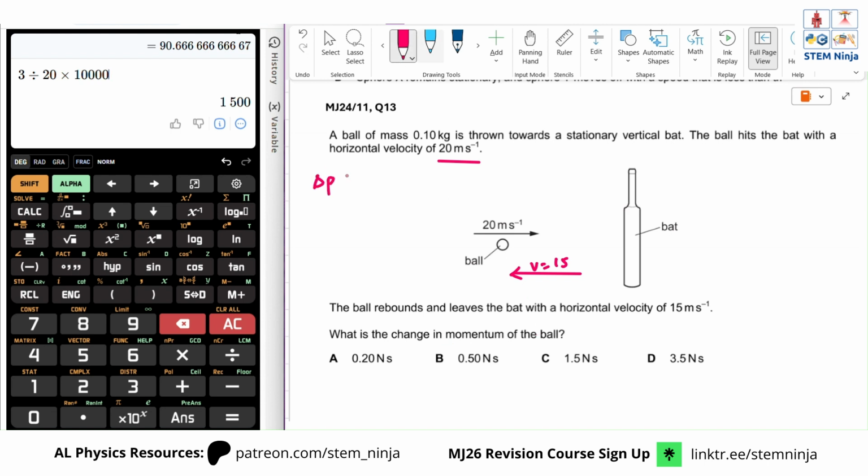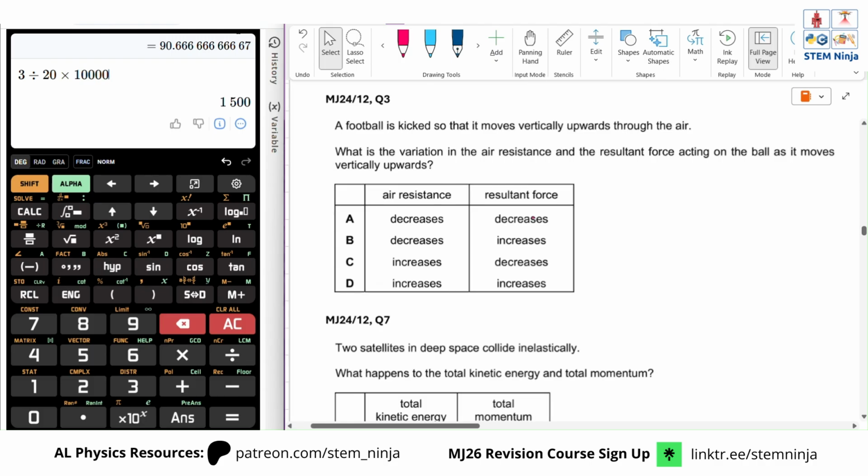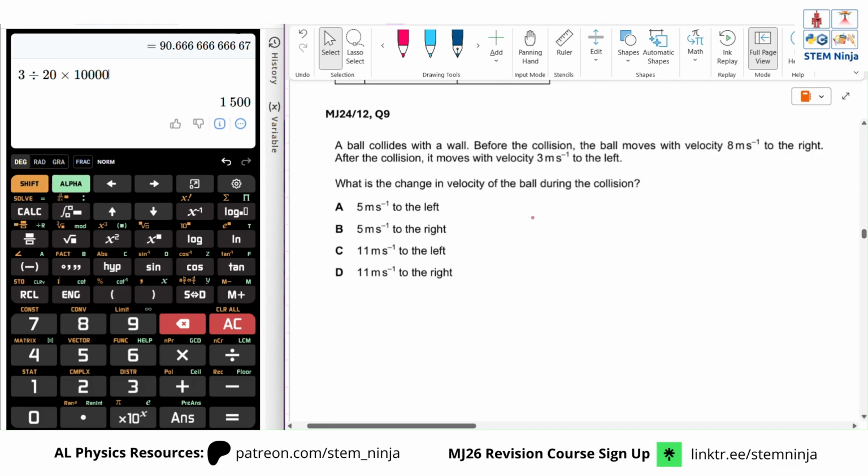So change in momentum is equal to m(v minus u). So remember, if we are taking this direction to be positive, this would be taken as negative. So this would be 0.1 times (15 minus 20)... that means 15 plus 20, which is 35. So 35 times 0.1, that is 3.5. Actually, we already know this, even though we haven't discussed it properly. But let's keep it for the next time.